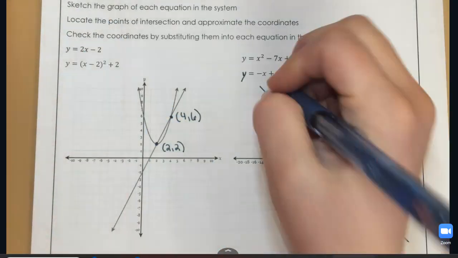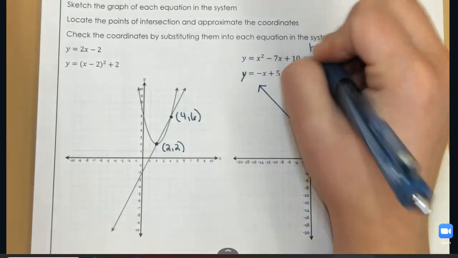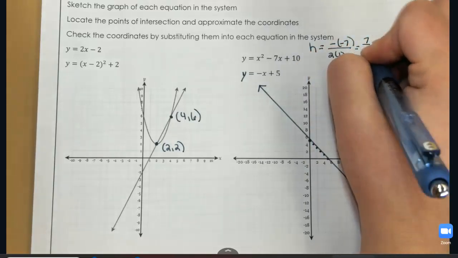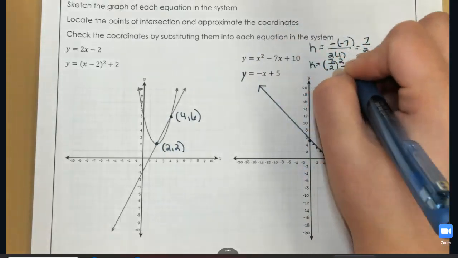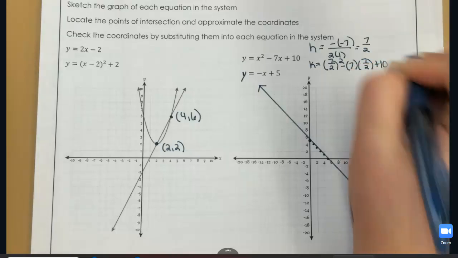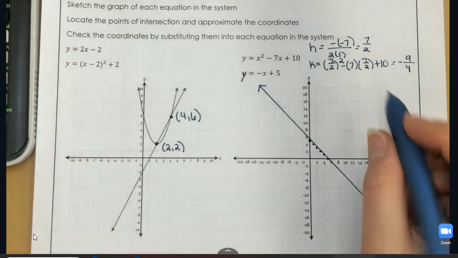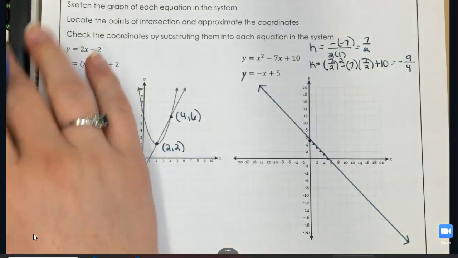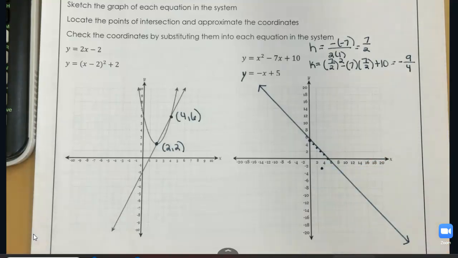Okay, now I need to graph my parabola. So I'm going to start by finding my vertex. H is going to be -b over 2a. That is 7 over 2. K is going to be, when I plug that in, 7 over 2 squared minus 7 times 7 over 2 plus 10, and that is negative 9/4. Okay, so I have a vertex at 7 halves, which is 3.5, and then negative 9/4, which is like 2 and change. So I'm just going to estimate where that vertex is.